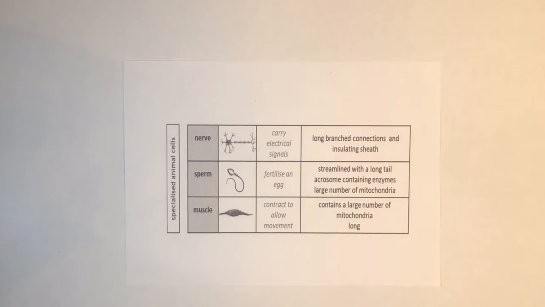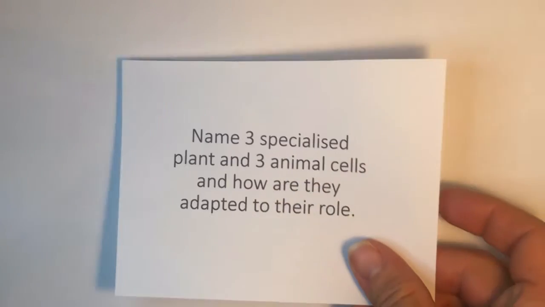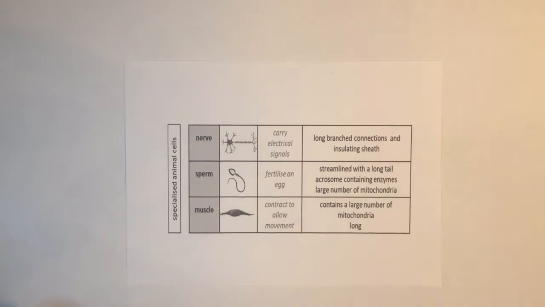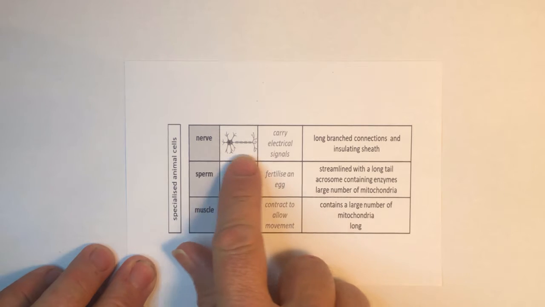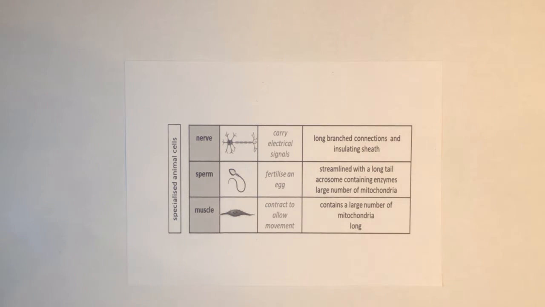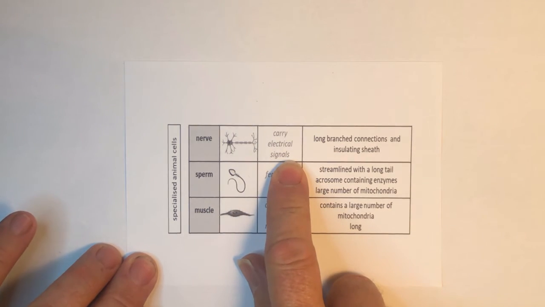So name 3 specialised plant and animal cells. Animal cells tend to be easier because they make a little bit more sense, and we've got to talk about the adaptation. So 3 specialised animal cells, and how they are adapted to their role, would be a nerve cell. A nerve cell is a big long thing with spidery parts at the ends, right? And its role is to carry electrical signals, right?